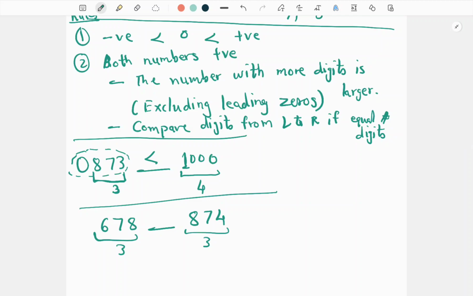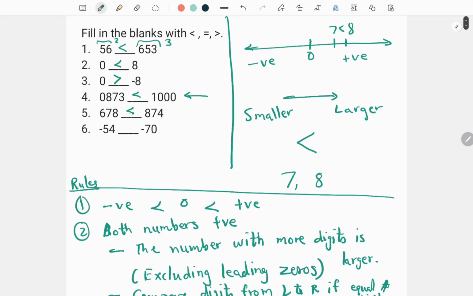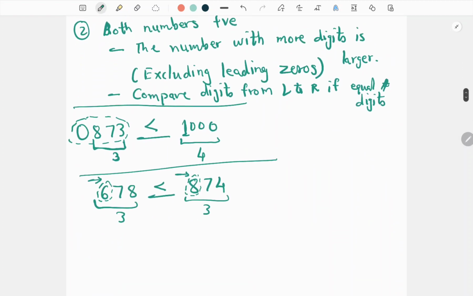So then we go to the next part of the rule, which is compare digits from left to right if equal number of digits. So left to right is from the left of the number, which is the first number here is 6 and the first number in the second number is 8. So 6 is less than 8, so the entire number on the left is less than the entire number on the right. So we have 678, which is less than 874.